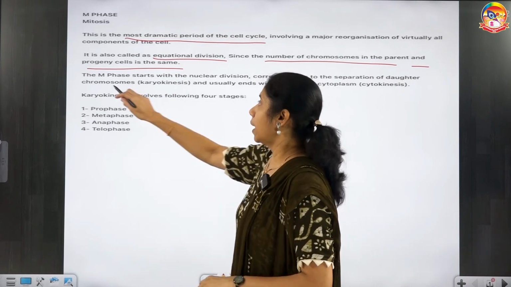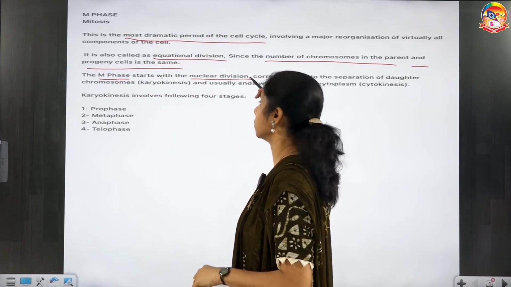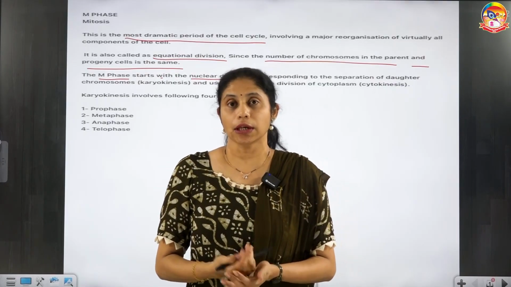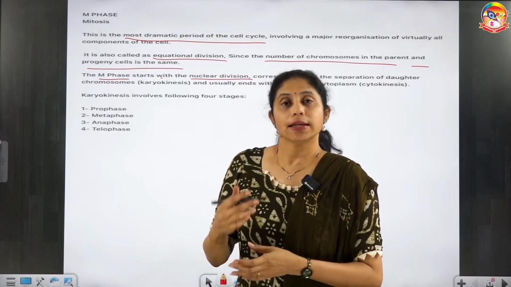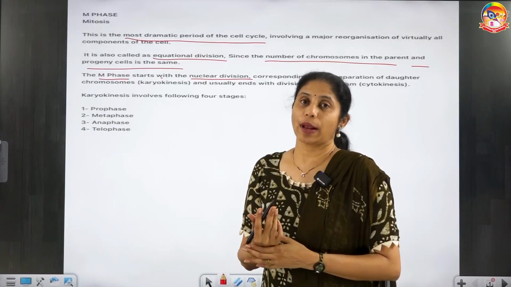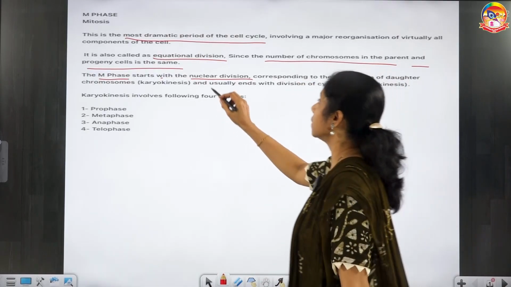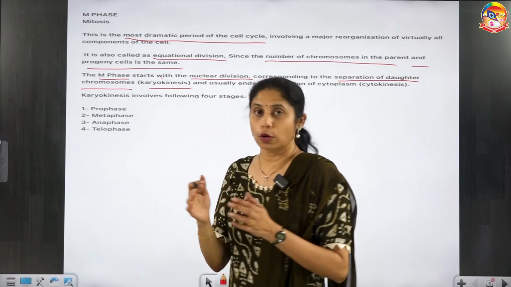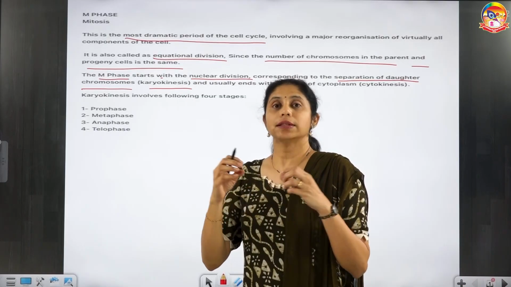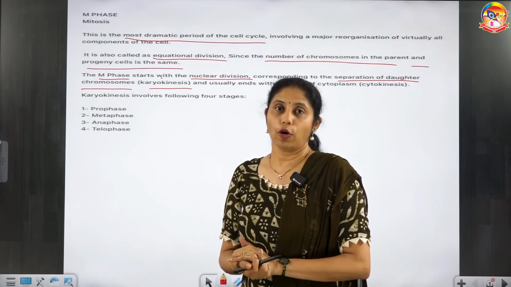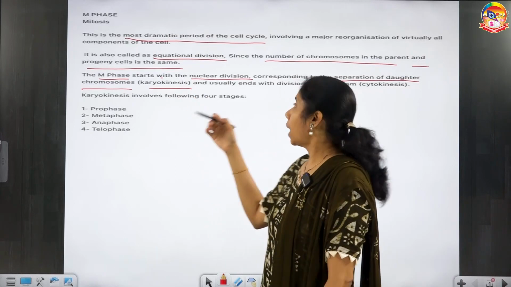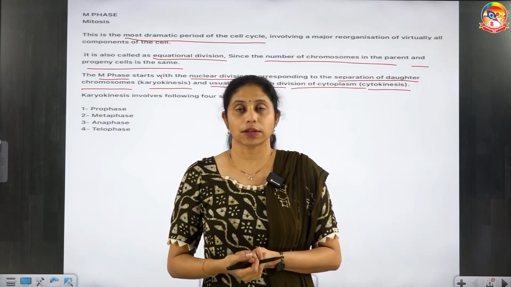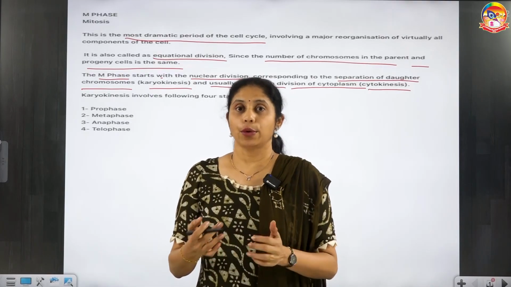The M phase starts with the nuclear division. In M phase, we have two steps. First step is called karyokinesis, which includes nuclear division. And second step is called cytokinesis, which includes the cytoplasmic division. The first one is the nuclear division, corresponding to the separation of daughter chromosomes, where the daughter chromosomes are formed and will get separated, and two daughter nuclei are formed at the end of karyokinesis. And then it usually ends with the division of the cytoplasm, which is called cytokinesis. The division of cytoplasm is called cytokinesis.